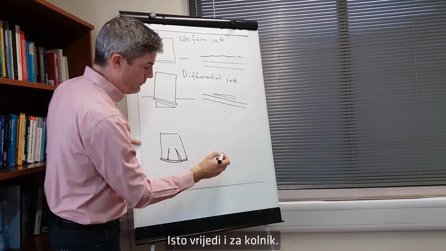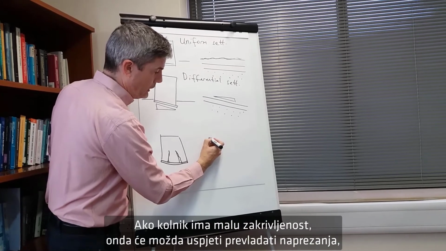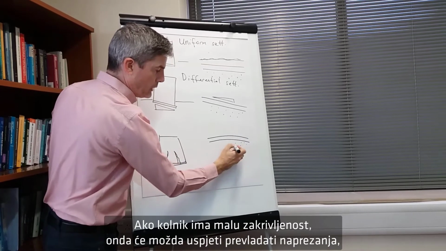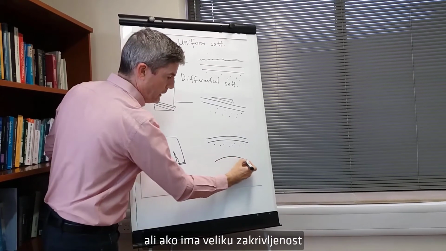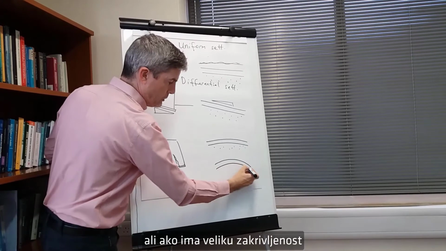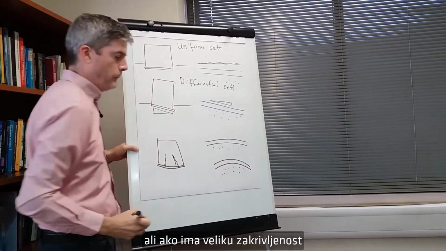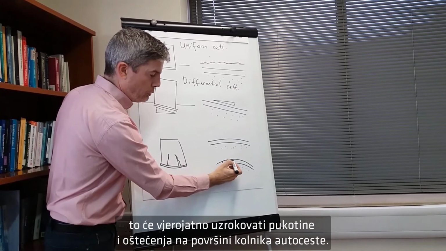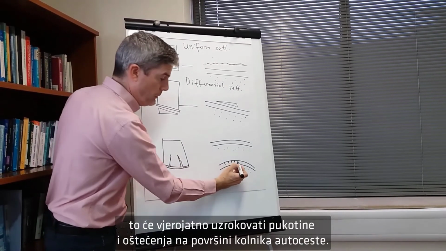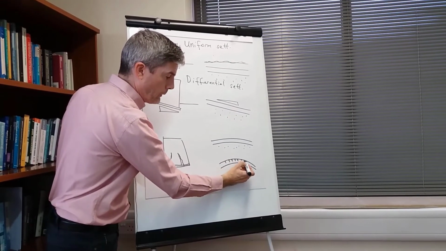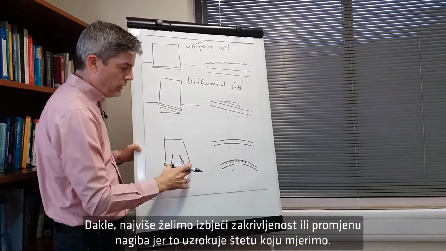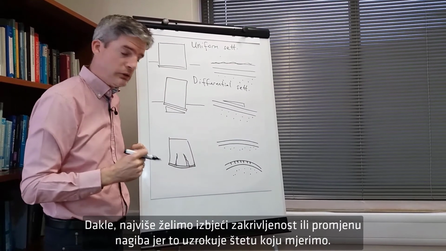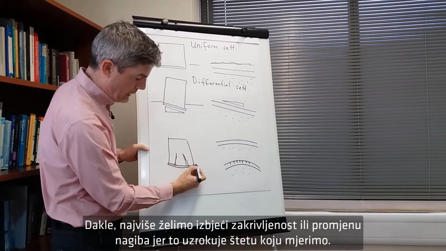The same goes for a pavement. If the pavement has a low curvature like that, it may be able to sustain that okay. But if it has a higher curvature, exaggerated there, that is quite likely to cause cracking and damage in that highway pavement surface. So it is really the curvature, or the change in slope, that we want to avoid, because that's what causes the damage. And we measure that.